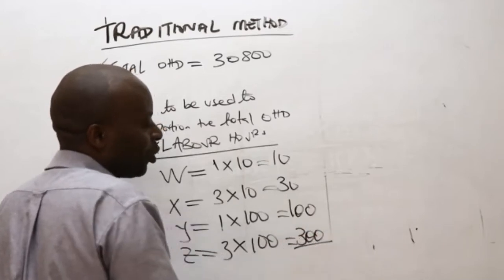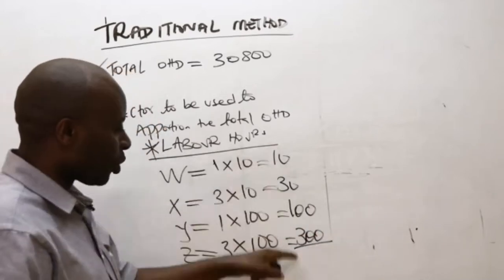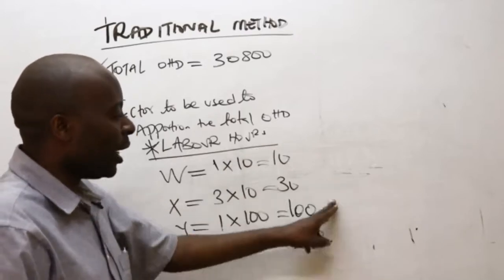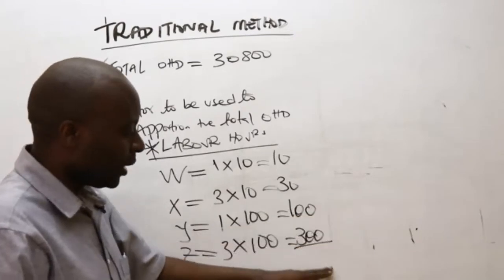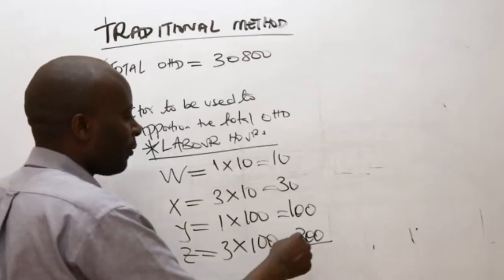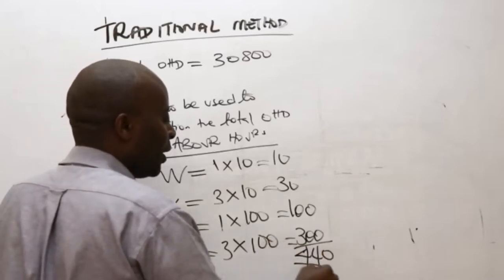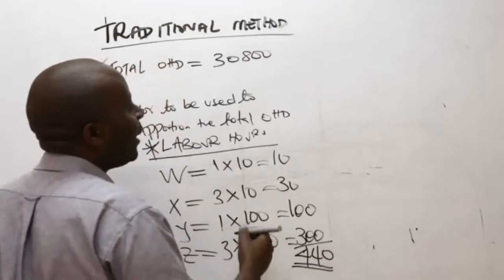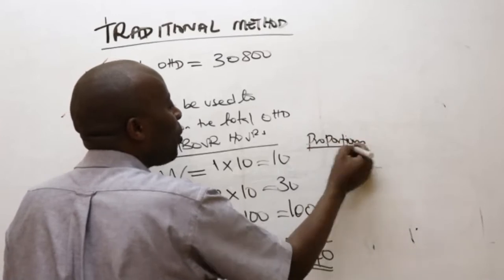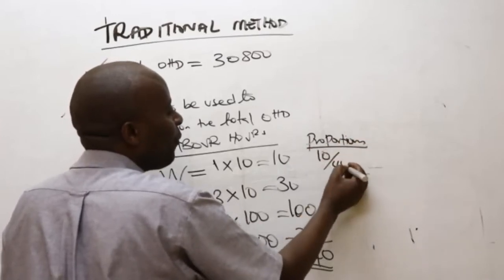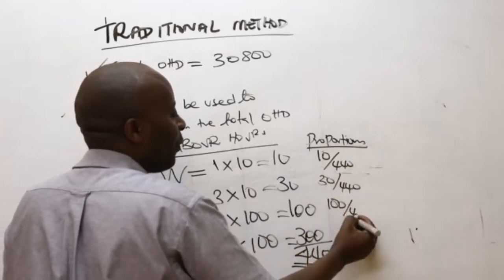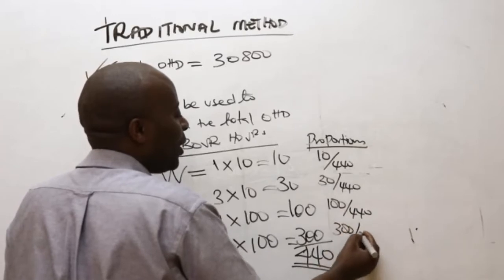So please give us the total. The total labor hours will become my basis of apportionment. What do we have here? 400 and 40, that is 440. Therefore, in terms of proportions, this will be 10 over 440, this will be 30 over 440, this will be 100 over 440, and this will be 300 over 440.